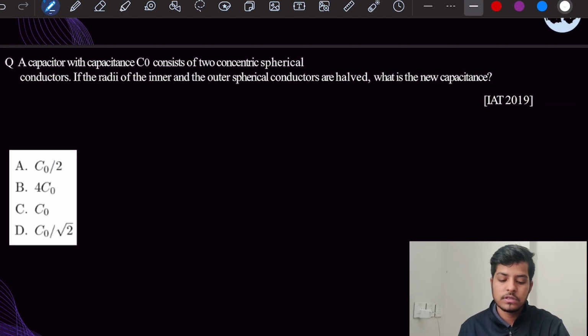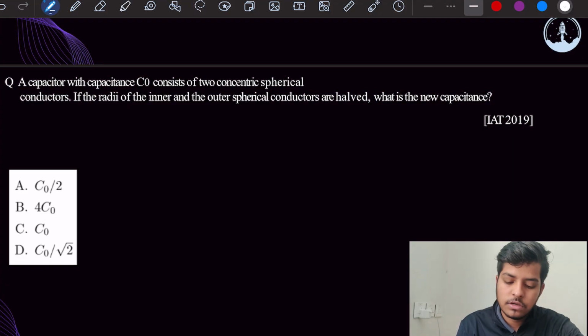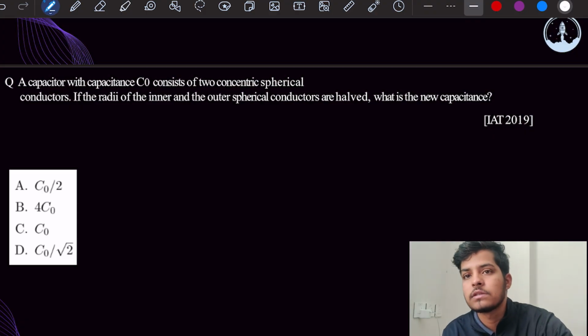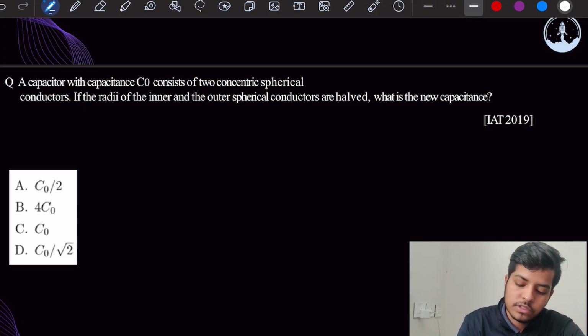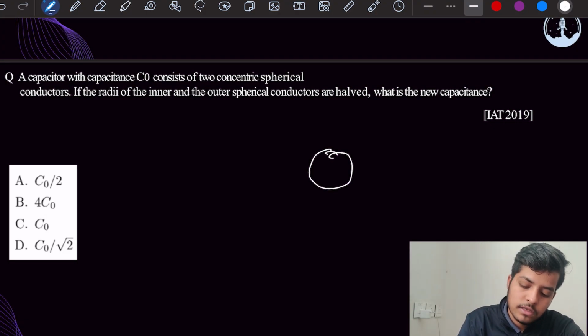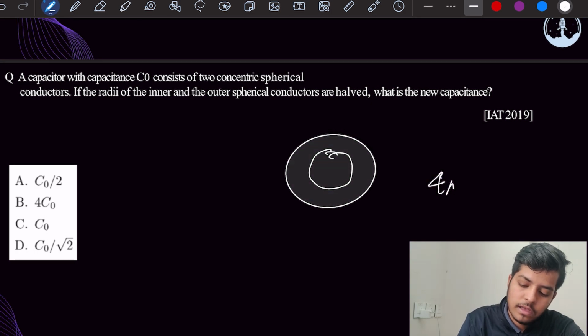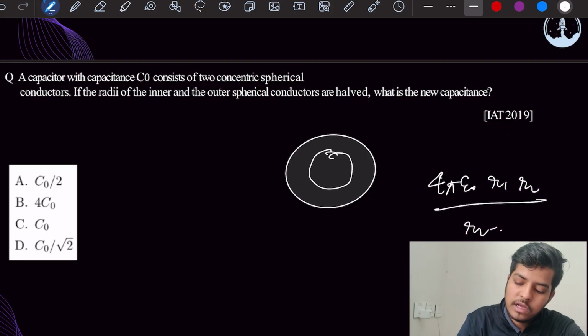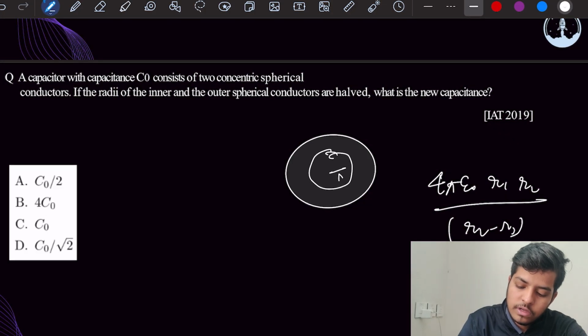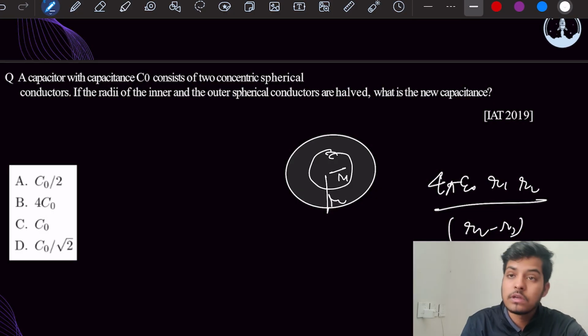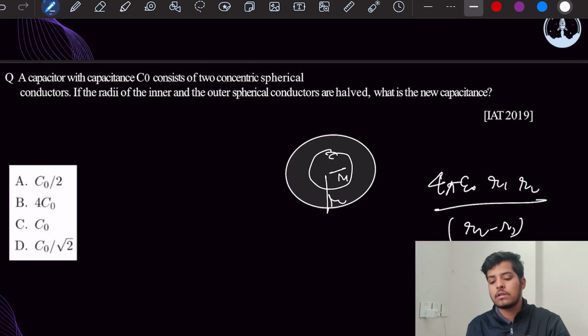So the first question is, capacitance C0 consists of two spherical shell conductors. If the radii of inner and outer spherical conductors are halved, what is the new capacitance? तो हमें पता है that if two concentric spherical shells हैं, तो उनका combined capacitance जो आता है 4πε₀ R1 R2 upon R2 minus R1, and this is R1, this is R2. So in the question it is saying that the radius of both the shells are halved.